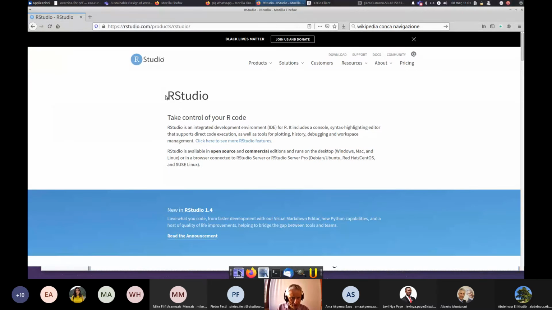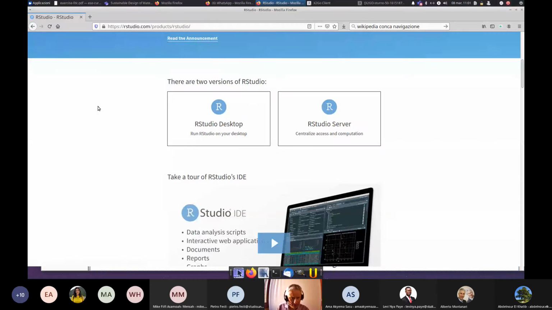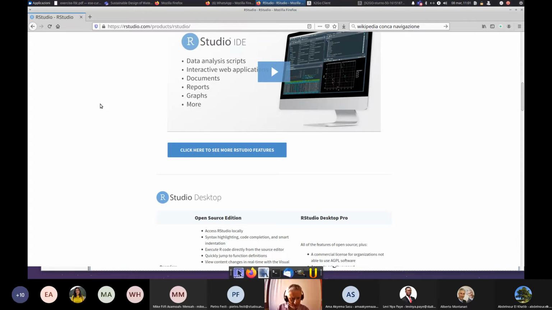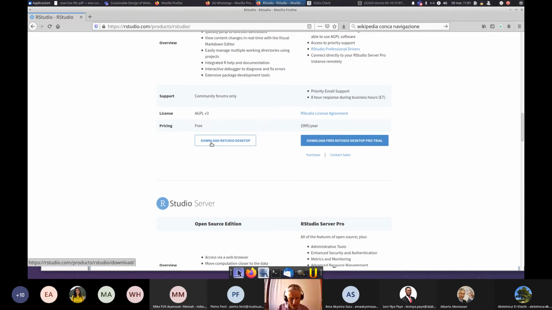Okay. You see RStudio take control of your R code. And just one second, RStudio Desktop, this is what we mean. And okay, download RStudio Desktop.